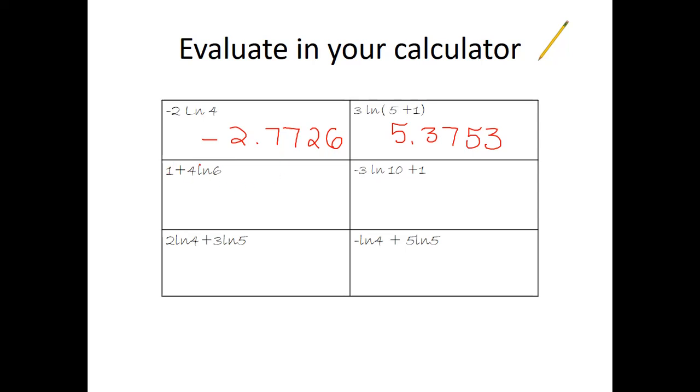1 plus 4 times ln of 6. So I got to go 1 plus 4 times natural log of 6. I get a value of 8.1670. Negative 3 times ln of 10. End the parenthesis, so make sure, guys, with this one you end the parenthesis there. Plus 1. You should get a value of negative 5.9978. Where's my decimal point? There you go. 9078.